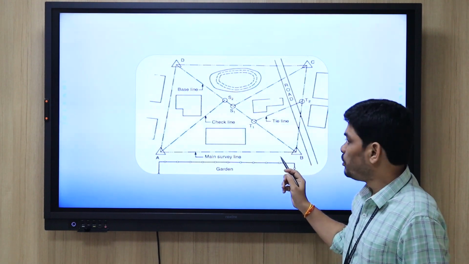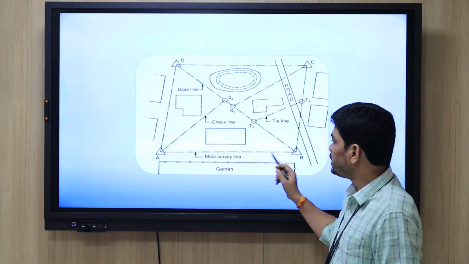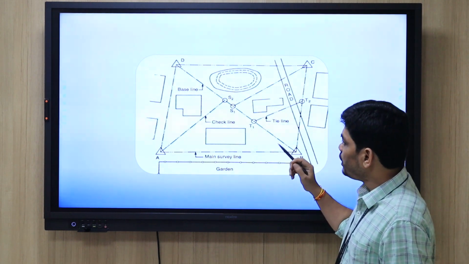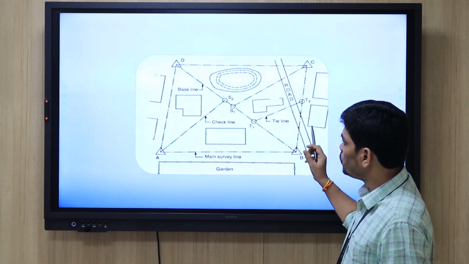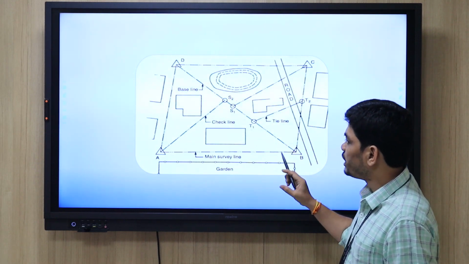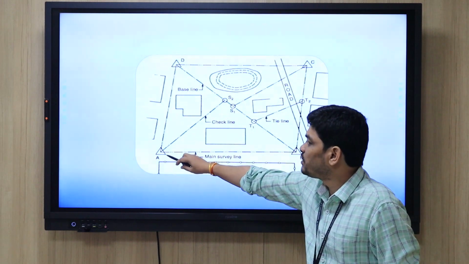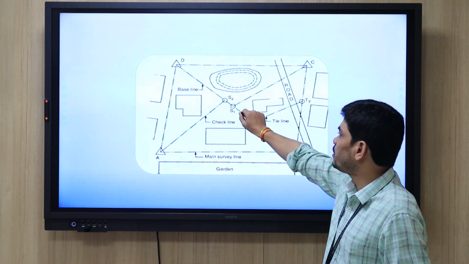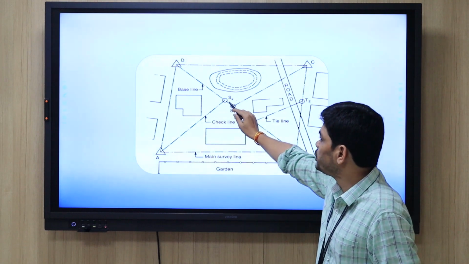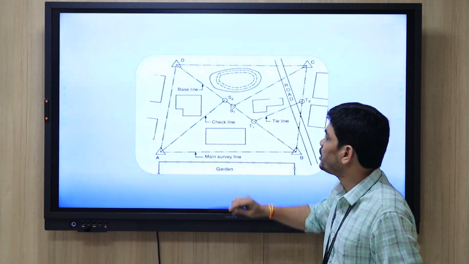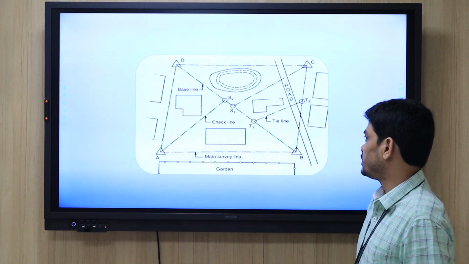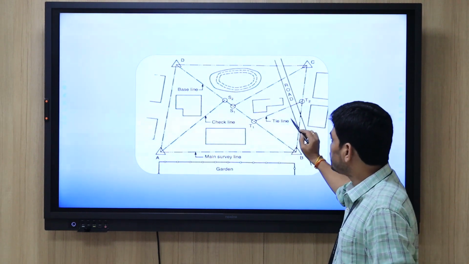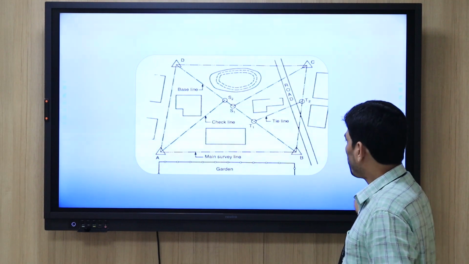Okay. These are very important. The points joining the main survey lines are known as main survey stations. The line joining two points, one apex of the main survey station and any point on the base line, is a check line. These two points A and S1 are known as check stations, and T1 and T2 are tie stations. The line joining these two tie stations is nothing but the tie line. Okay.